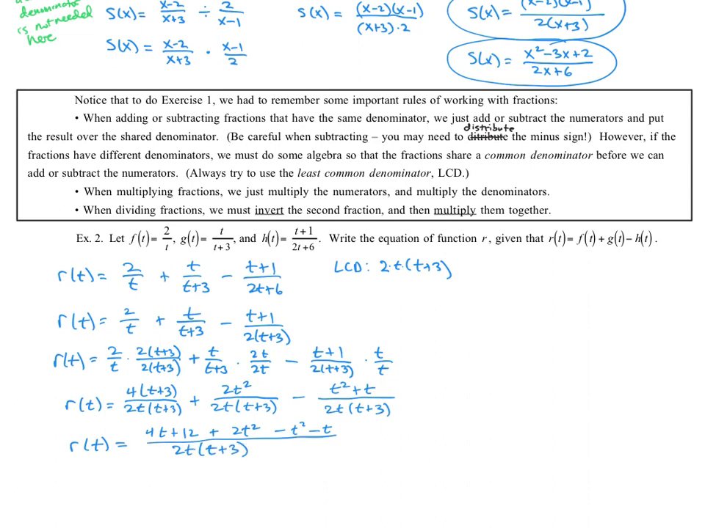Finally, I'll combine like terms. When I subtract the t squared terms, that just gives me 1t squared. And when I subtract 4t minus t, that's 3t. And I still have that 12 at the end. And then I'll copy down the denominator. And this is my final answer. Notice that when I add and subtract fractions, I rarely multiply the factors of the denominator together. Better to leave them factored usually.